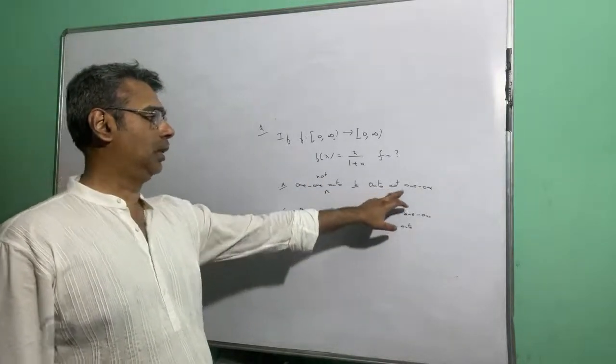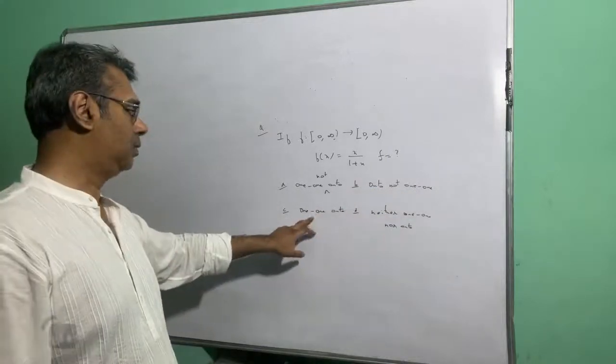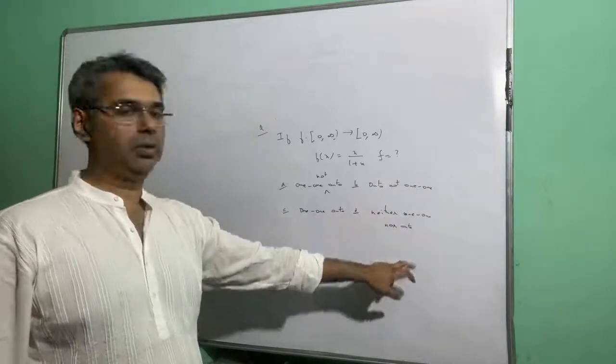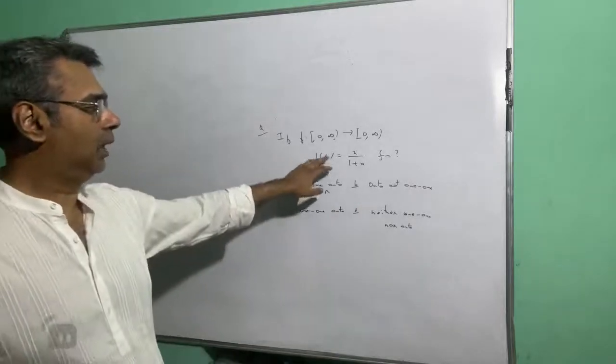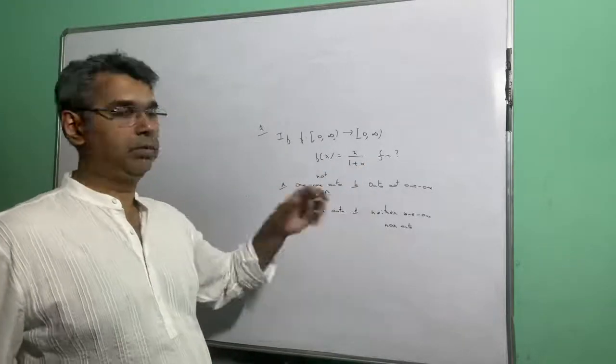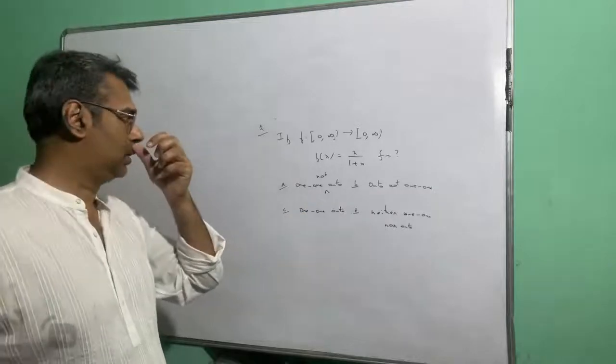It is onto but not 1 to 1. It is 1 to 1 onto. It is neither 1 to 1 nor onto. Right? So this is the function, and you have to identify which of these four categories the function belongs to. That is the question.